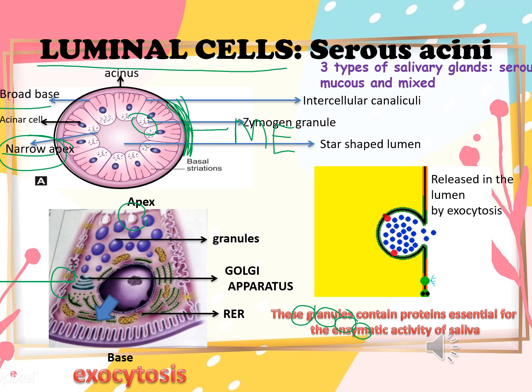80% of the function of the serous acinar cell is to produce zymogen granules. Apart from this, it produces some other proteins also. The function of the serous cell also includes providing enzymes to the saliva and maintaining the antibacterial properties of the saliva.